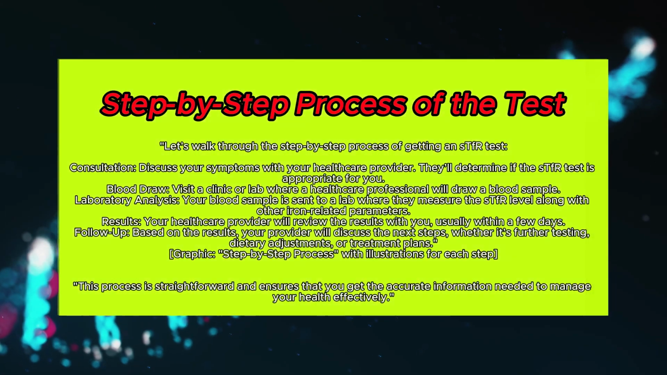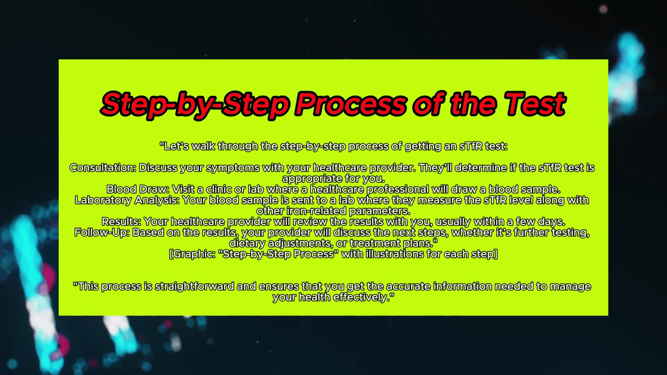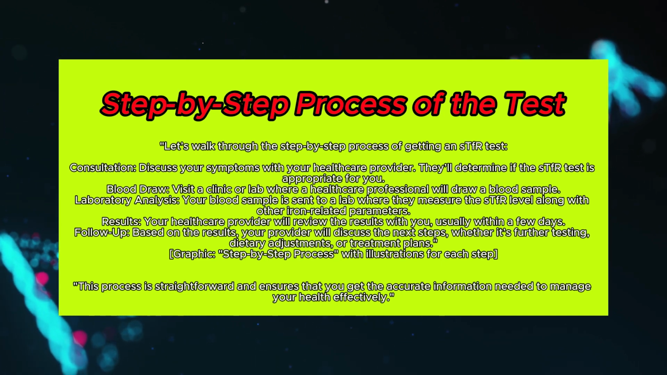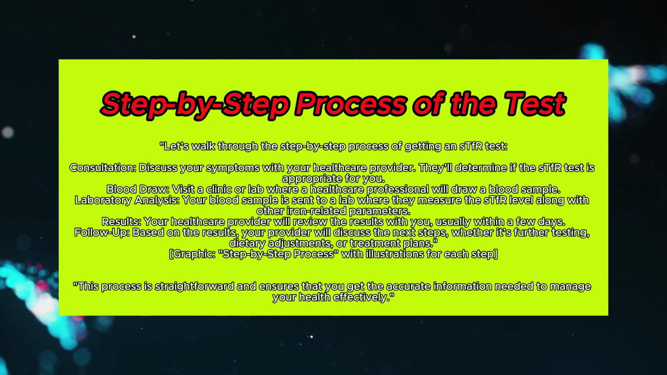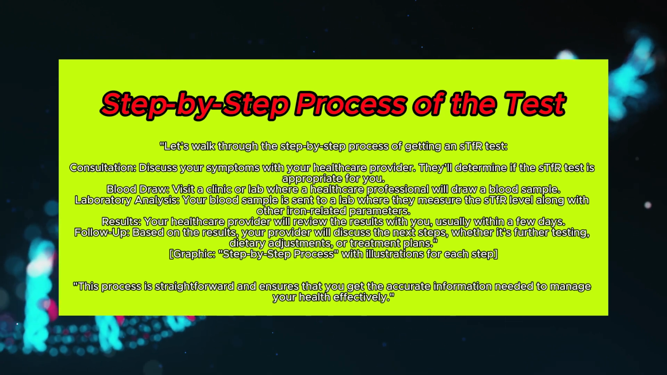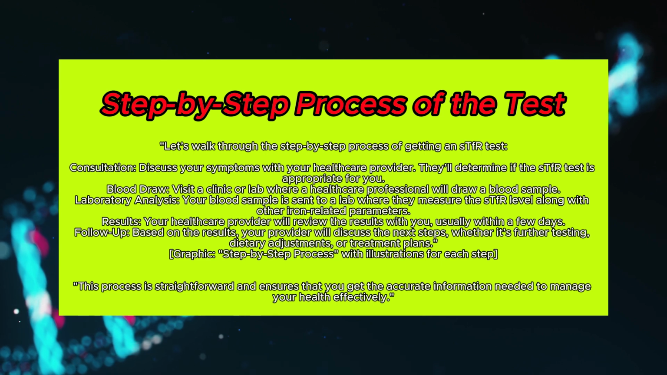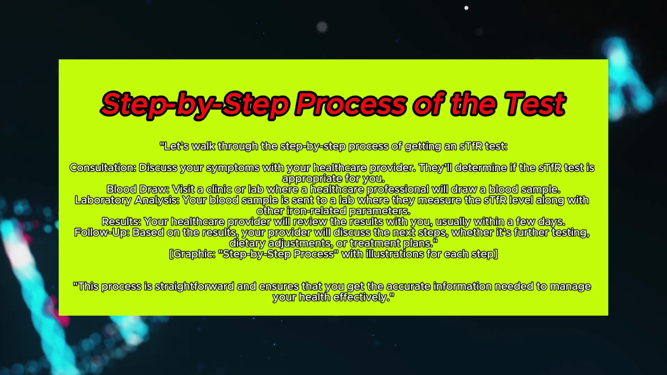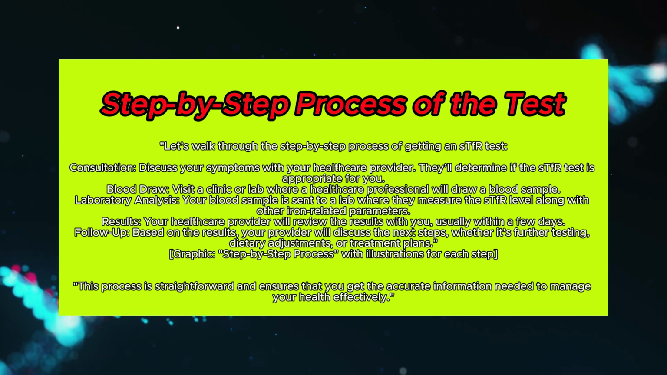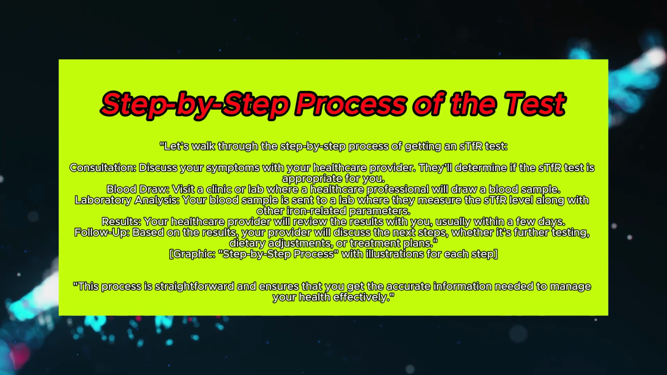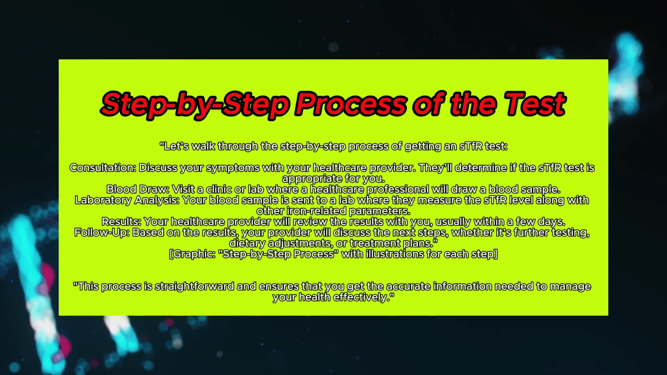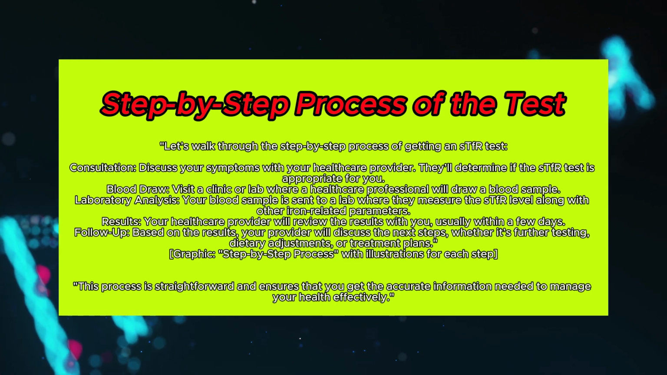Step-by-step process of the test. Let's walk through the step-by-step process of getting an sTfR test. Consultation. Discuss your symptoms with your healthcare provider. They'll determine if the sTfR test is appropriate for you. Blood draw. Visit a clinic or lab where a healthcare professional will draw a blood sample. Laboratory analysis. Your blood sample is sent to a lab where they measure the sTfR level along with other iron-related parameters. Results. Your healthcare provider will review the results with you, usually within a few days.